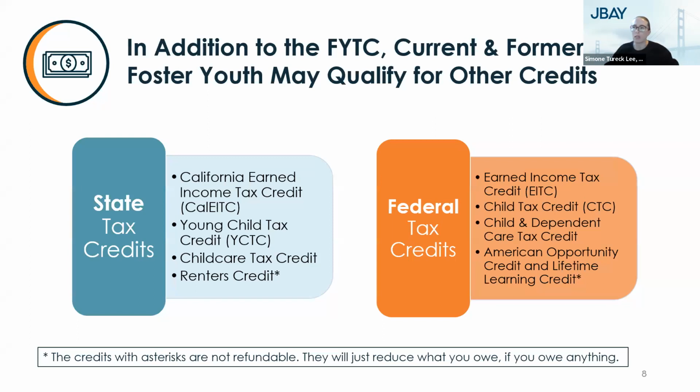So again, this is not an exhaustive list of all the credits on the state or the federal side, but these are the ones that we're seeing young people get, some more commonly and some less commonly. But so that's state. Then on the right side are the federal credits. So there's the federal earned income tax credit.